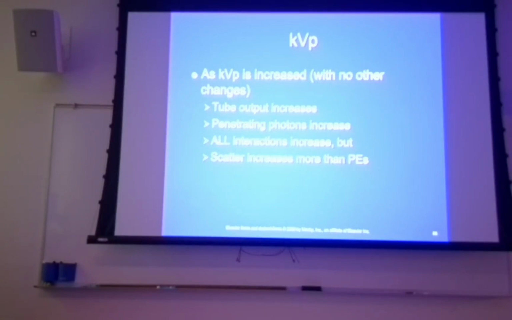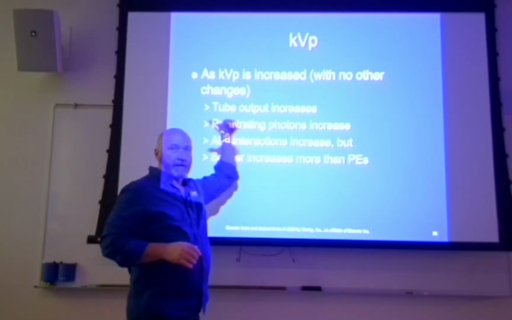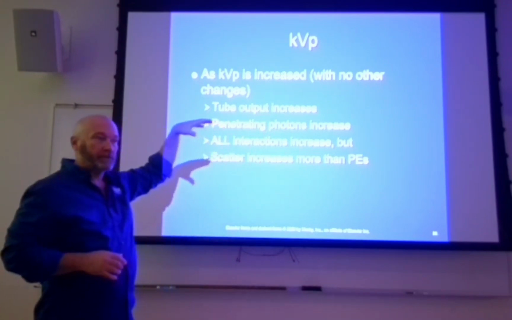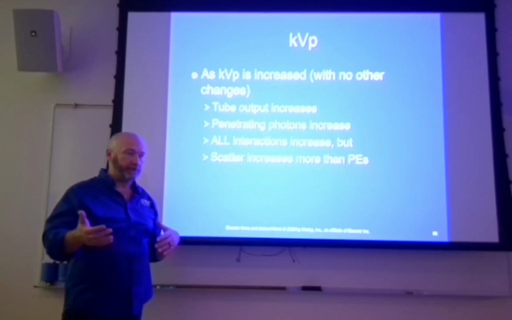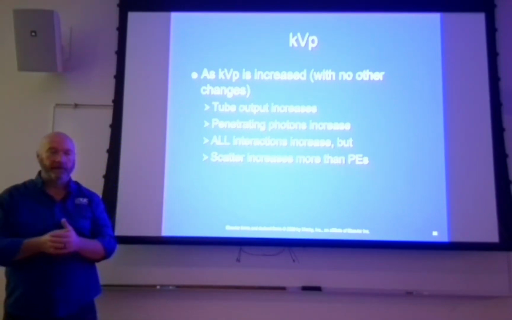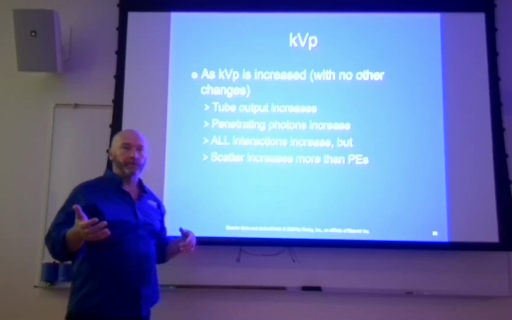KVP, as KVP is increased with no other changes, then what we get is an increase in tube output. Penetration of the photons is increased, but all interactions increase. So if the only thing that changes is KVP, then what we get is a greater output from the X-ray tube. Okay, I conflated 2 things there. If we just increase KVP, we get a greater output from the X-ray tube.